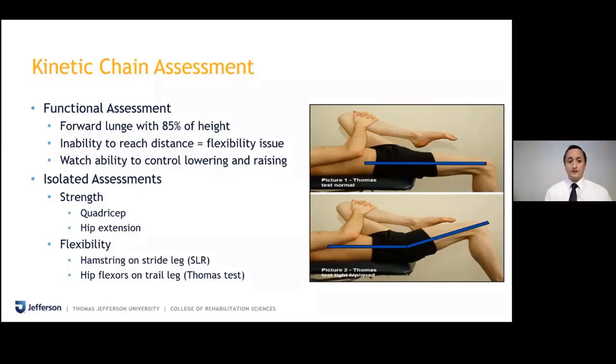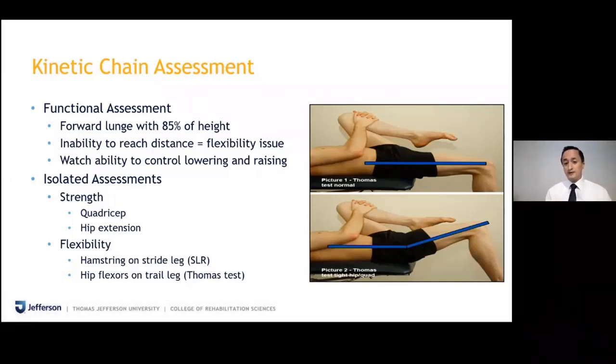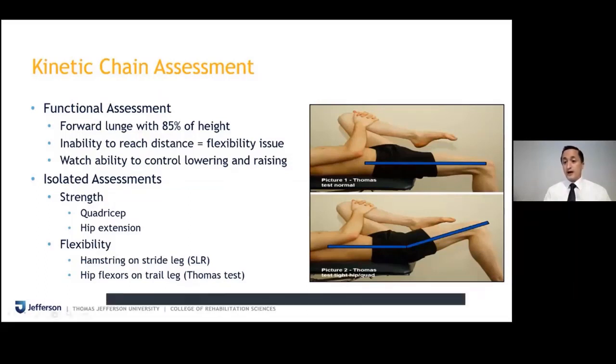We can also be more isolated to get really specific. We could look at the strength of the quads and the hip extensors. Then we could look at the flexibility of the hamstrings with a straight leg raise, or use the Thomas test to look for hip flexor tightness, which you can see here on the right. If this leg rises when I pull this one up, that means this hip flexor is tight. If the knee extends, that means the quads are tight. So we can look at a combination of the two to see if there are tightness issues.